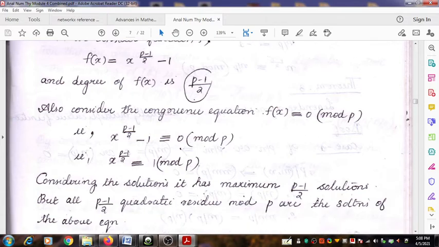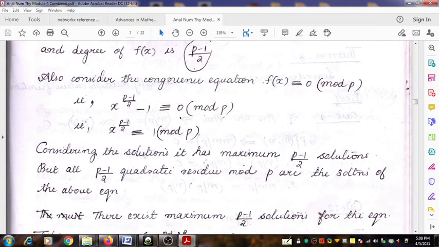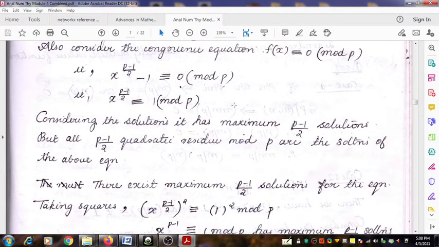Now we are going to make a congruence equation using f(x). The congruence equation is f(x) is congruent to 0 mod p. After considering this congruence equation, you can think about its degree, equal to p minus 1 by 2. Then it is x raised to p minus 1 by 2 minus 1 is congruent to 0 mod p, and by transferring the minus 1 to the right side, we get that x raised to p minus 1 by 2 is congruent to 1 mod p.